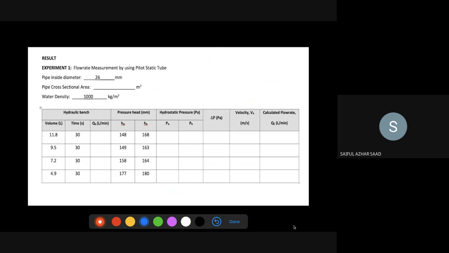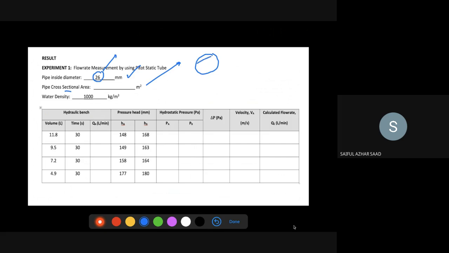So basically this one is the typical data, yeah? First I have the pipe inside diameters. This one is already given in the module, okay? And then the pipe cross-section area. Basically the pipe cross-section area is like this.